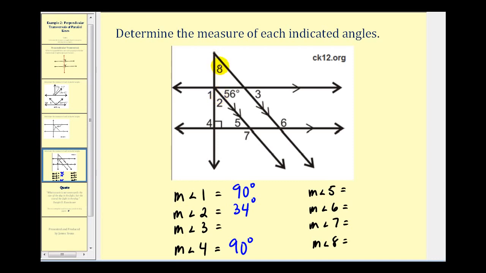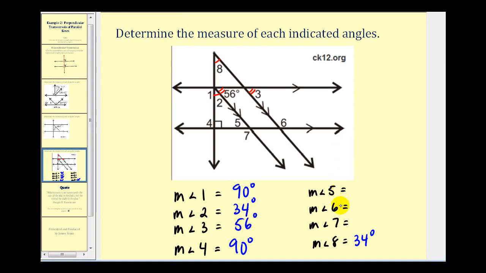And notice that angle 2 and angle 8 are corresponding angles using these slanted parallel lines, and therefore they're congruent or have the same measure. So angle 8 would also be 34 degrees. And then notice that this angle here marked 56 degrees and angle 3 are corresponding angles, therefore they're congruent. So angle 3 measures 56 degrees.